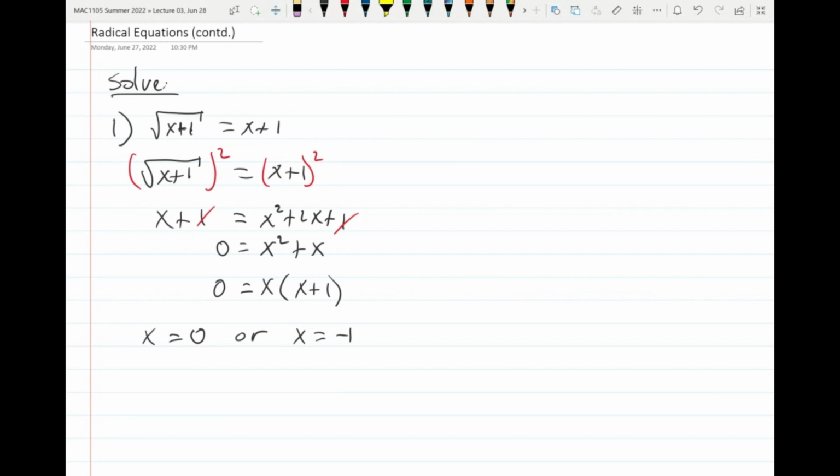Now remember, you have to be careful when you do this type of operation. When you square both sides, you may introduce solutions that are not there, okay? So when you're solving radical equations, you always need to check. In this case, the numbers are pretty small, so you can visually check this. When you plug in 0, we get 1 on the left and we get 1 on the right. Yes? So we're good there. When you plug in negative 1, you're going to get 0 on the left and 0 on the right. So we're good. So both of these are solutions.